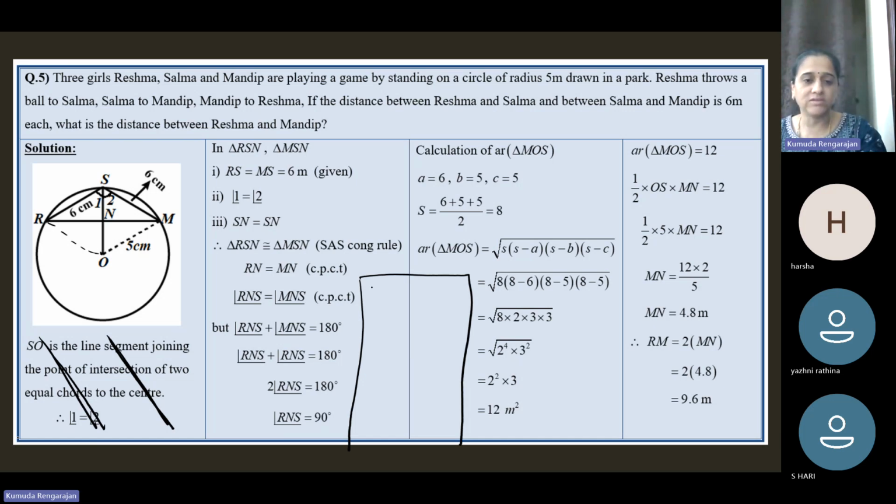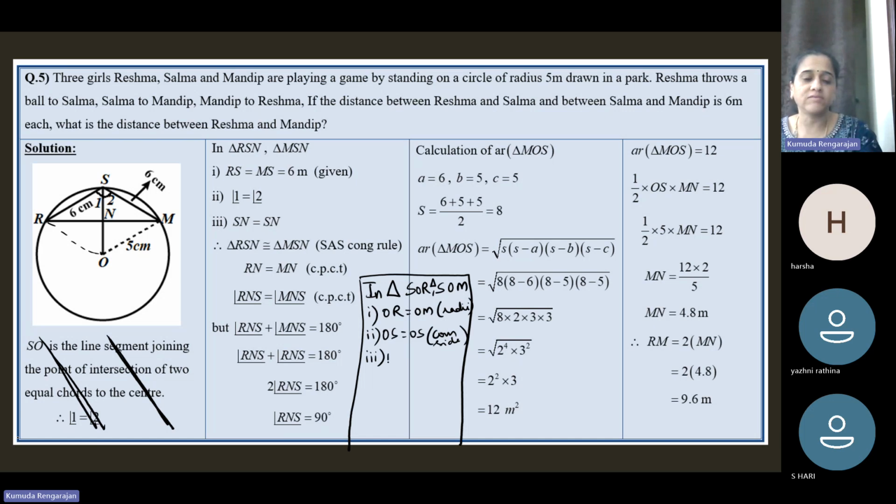So we start like this. In triangle SOR and triangle SOM, can I say OR is equal to OM? Why? Radius of the same circle. Correct. Can I say OS is equal to OS? Yeah, common side.